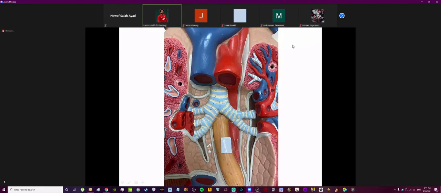The same here, but more. This is the trachea divided into right bronchus and left bronchus, esophagus, descending thoracic aorta, arch of aorta, superior vena cava, and these are the pulmonary vessels inside the hilum of the heart. Sorry, the hilum of the lung.